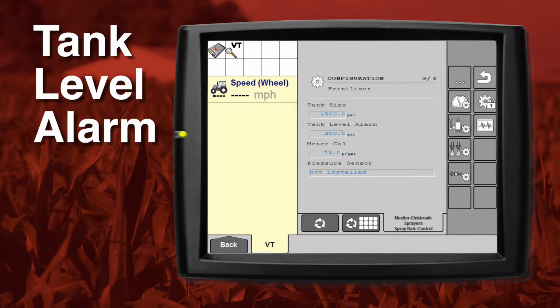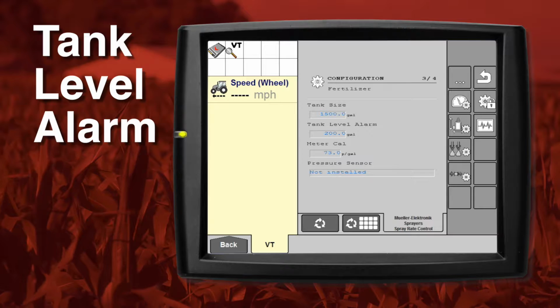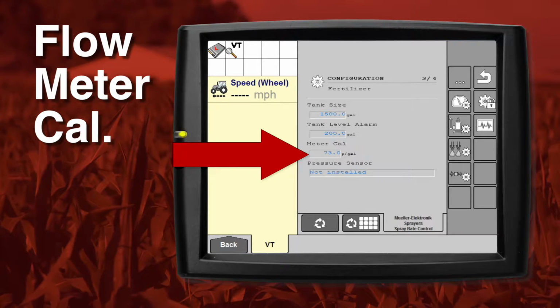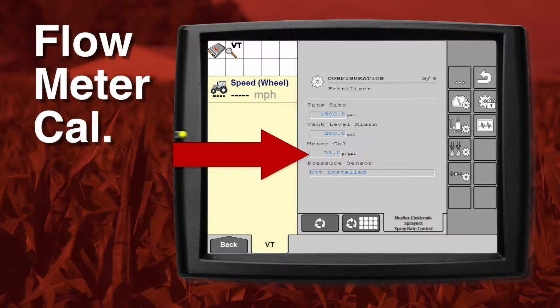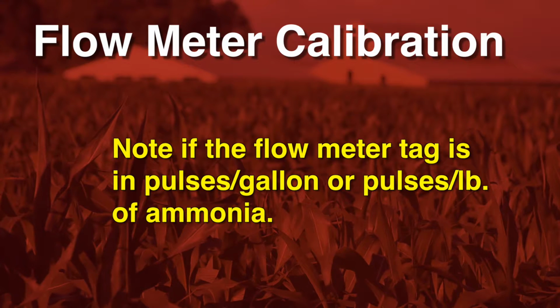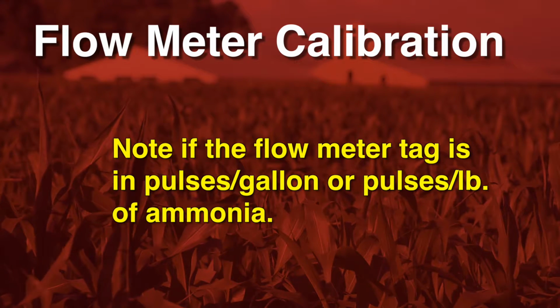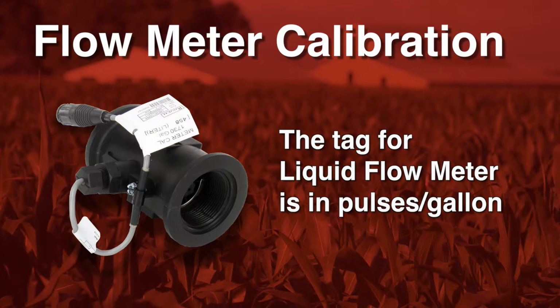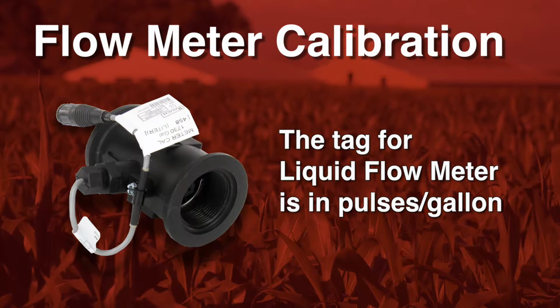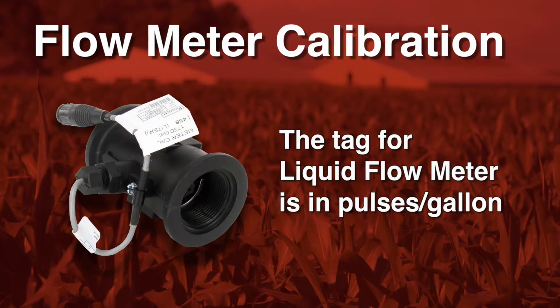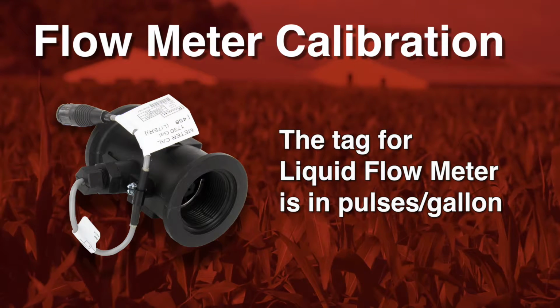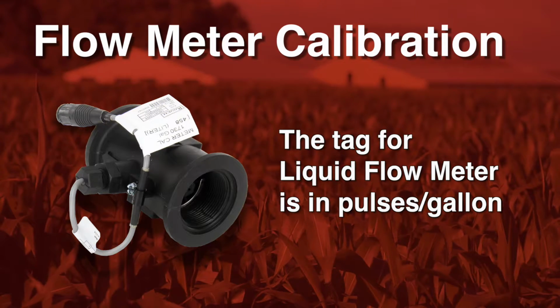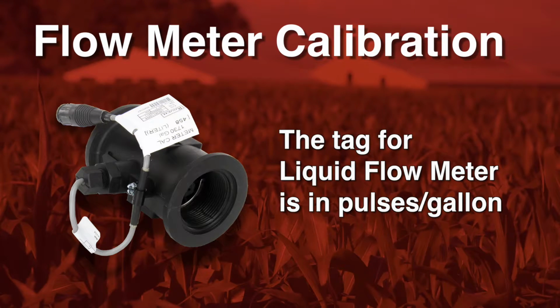This alarm requires that alarms be enabled for the display. Now, enter a meter calibration amount from the tag on the flow meter. It's important to note if the tag value is in pulses per gallon or pulses per pound of ammonia. If you are using a liquid flow meter, the tag should read in pulses per gallon. The tag value measures the number of pulses the flow meter sends to the ECU per 1 gallon of liquid. Enter this number into the display.